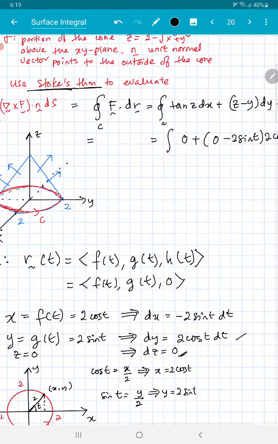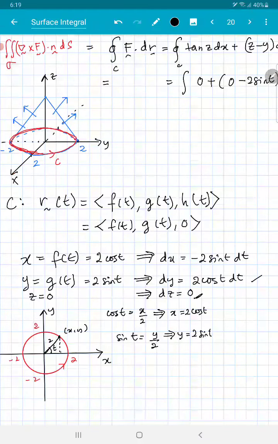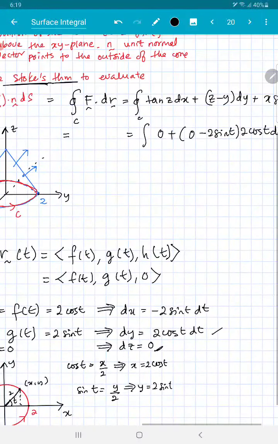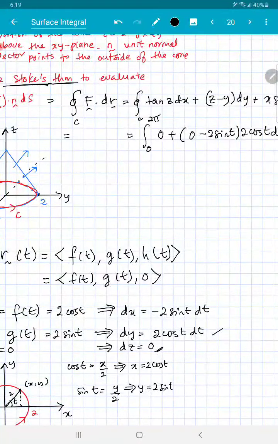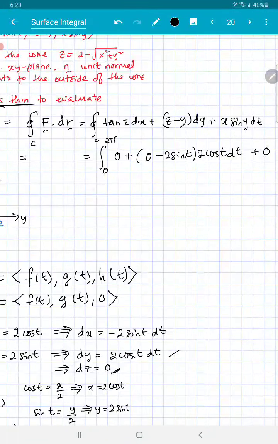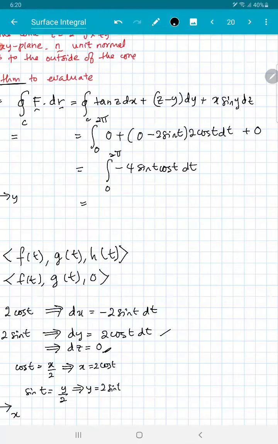And then from our circle here we have one whole orientation, so t is going to be from 0 to 2 pi. As you can see, when t is 0, x is going to be 2, and y is going to be 0. So we're here, and then one whole rotation, so t is from 0 to 2 pi. Now simplify this. We get this is equal to -4 sine t cos t dt, t from 0 to 2 pi. And then you can use substitution, or you can use a trigonometric identity.